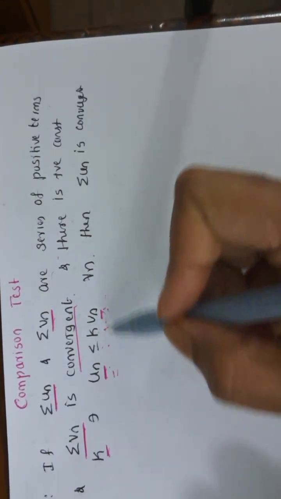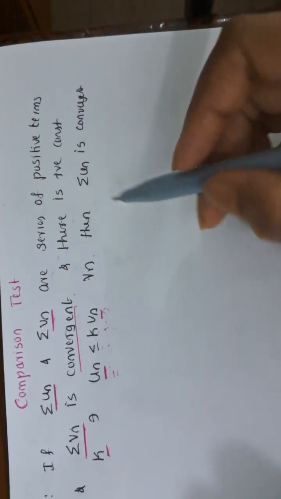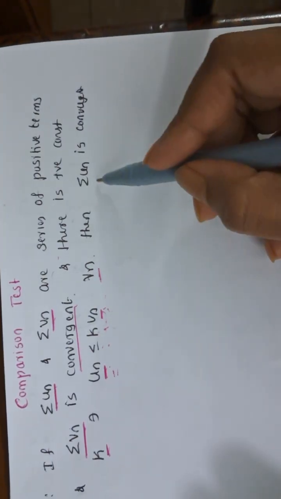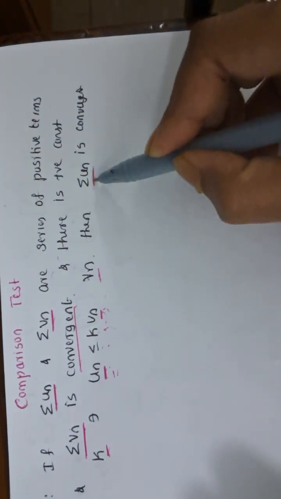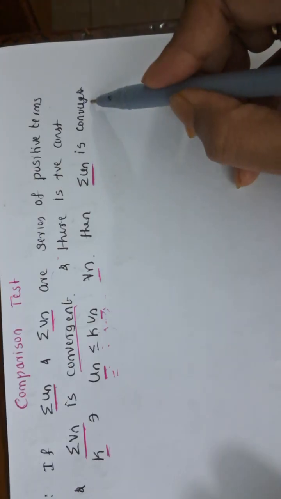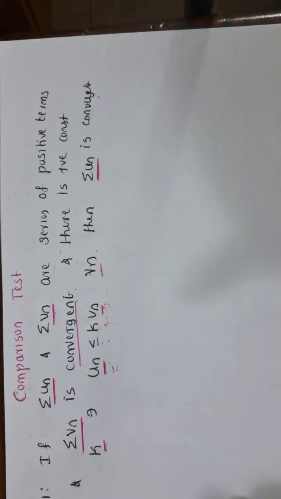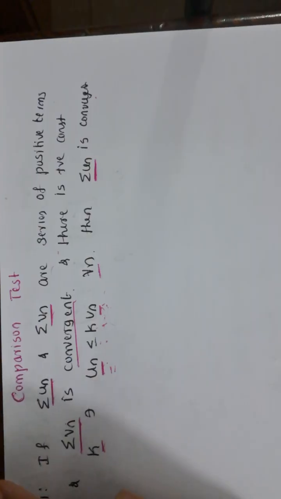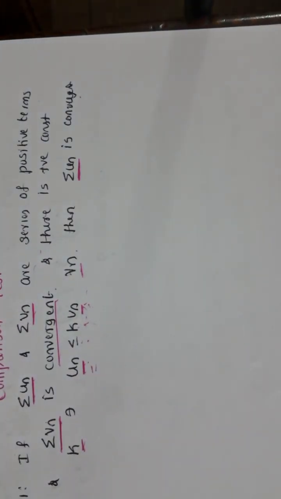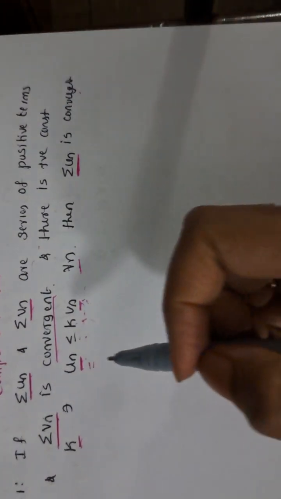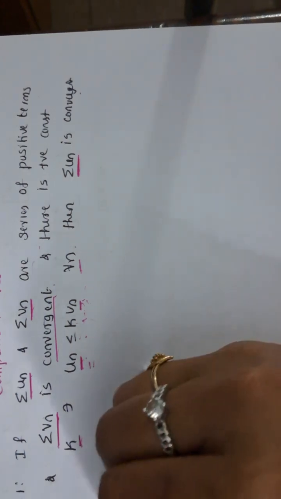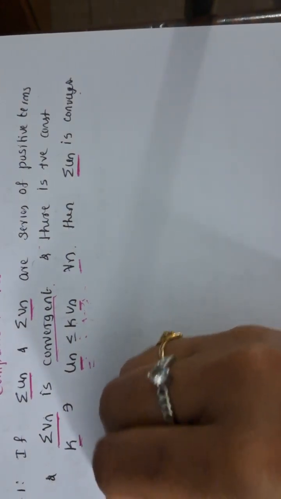If this relation holds for every n, then the series summation un is also convergent. This is the comparison test. Why are we comparing here with vn? Because then we can try to give an idea about un. So let us see how we prove this. In order to prove this result, we'll start with un. Let us consider un.